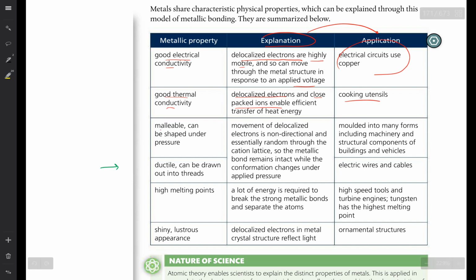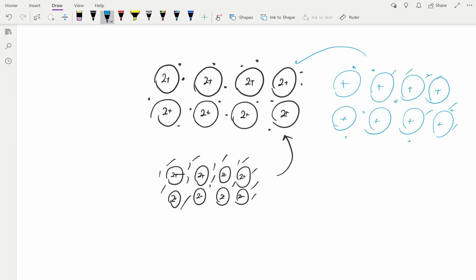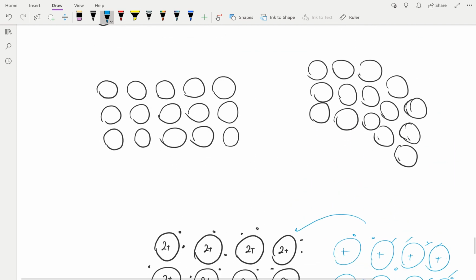Metals are malleable, meaning they can be made into different shapes and can bend without breaking, and they are ductile, meaning they can be drawn out into wires. Both of these properties are because of the movement of the delocalized electrons, which are non-directional. Okay, so look at this model which I have drawn here for you.